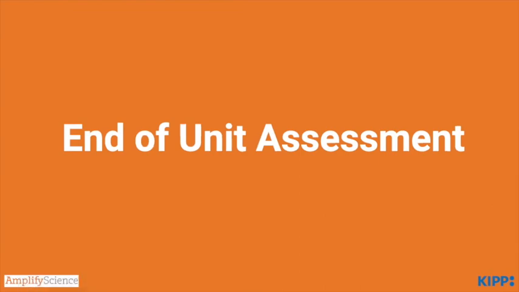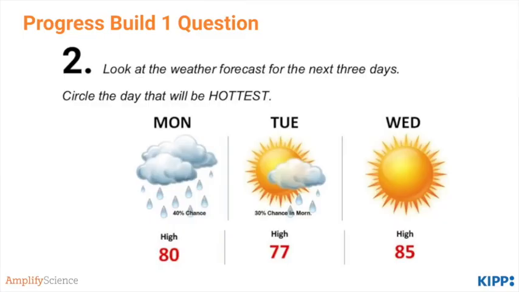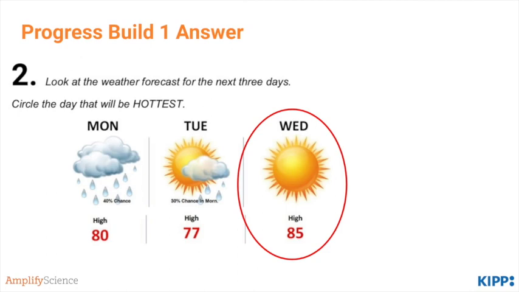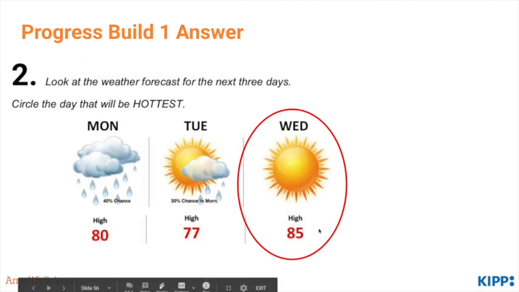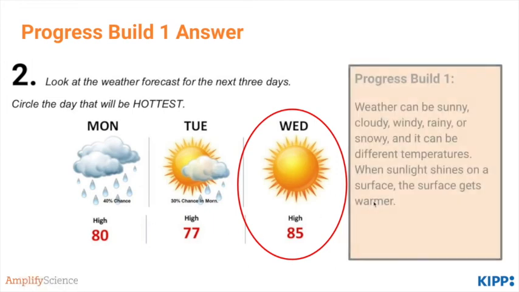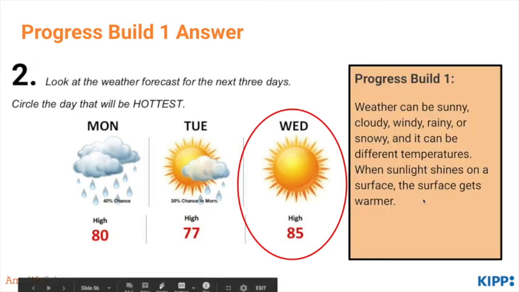The assessment questions are grouped by Progress Build level. Here's a question that assesses Progress Build 1. Take a second to answer it. Great, you should have gotten Wednesday as the hottest day. You can tell both from the fact that the sun is shining all day and from the temperature being higher than the other two days. Once again, this assesses Progress Build 1, shown here.